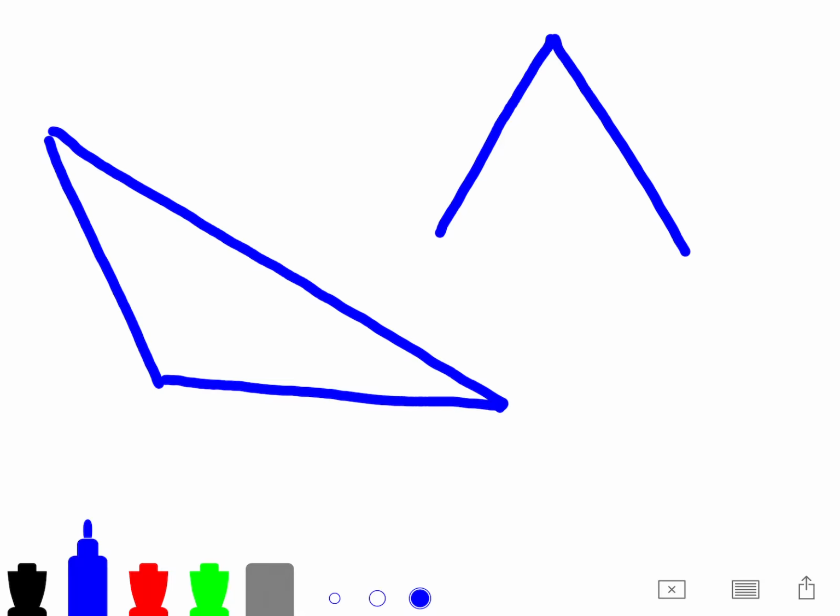So what you're going to do is you're going to combine all of these different triangle classifications, and this is all in your textbook as well, on page 208. We're going to combine all of these triangle classifications to do the worksheet that we've been assigned.